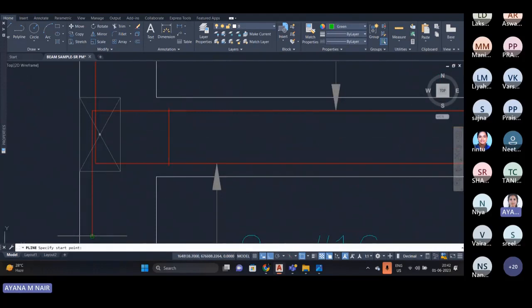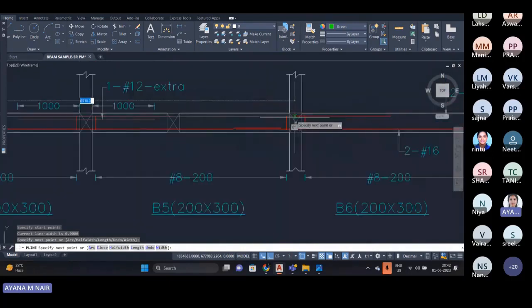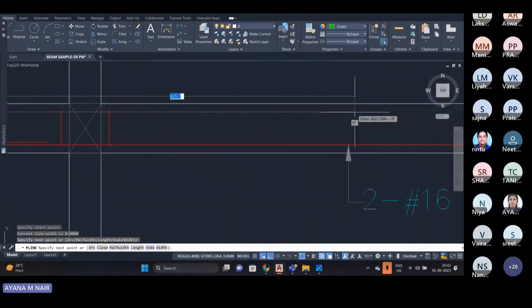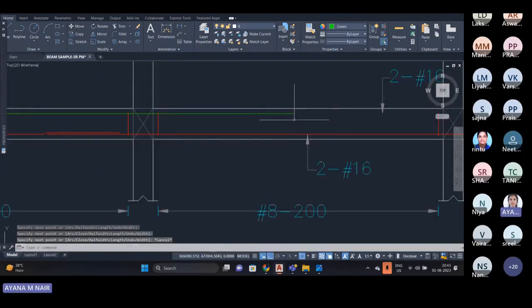Take a polyline, and you have to draft the development length and the rest length of the beam accordingly. Okay. So suppose you're supposed to provide the lapping here. So select this. At this point, we are providing the lapping.